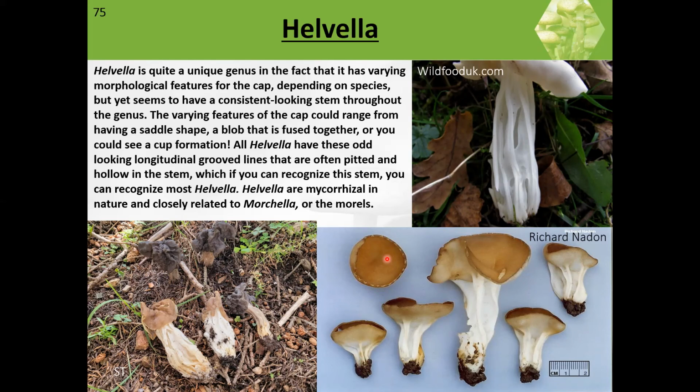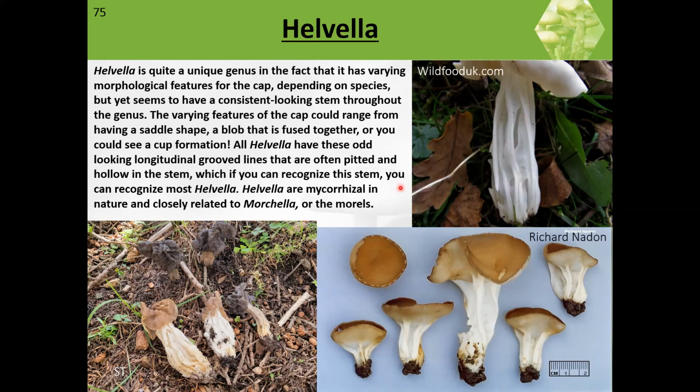So Helvella is quite a unique genus in the fact that it has varying morphological features for the cap, depending on the species, but it also has a consistent looking stem throughout the entire genus. If you look at this stem, it's really unique. It kind of looks like if you took all the skin off of your arm, right, Terminator style or something. It has pits, and it is also hollow on the interior. But if you could recognize this stem, you could recognize this genus.